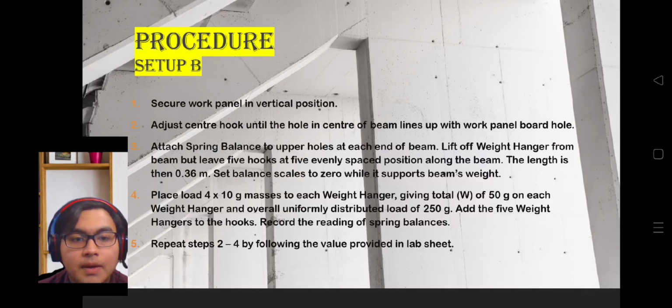Next, we place a load of 10-gram masses on each weight hanger, giving a total weight of 50 gram on each weight hanger and an overall uniformly distributed load of 250 gram. Add the 5 weight hangers to the hooks and then record the reading of the spring balances. Lastly, we repeat steps 2 until 4 by following the values provided in the lab sheet.